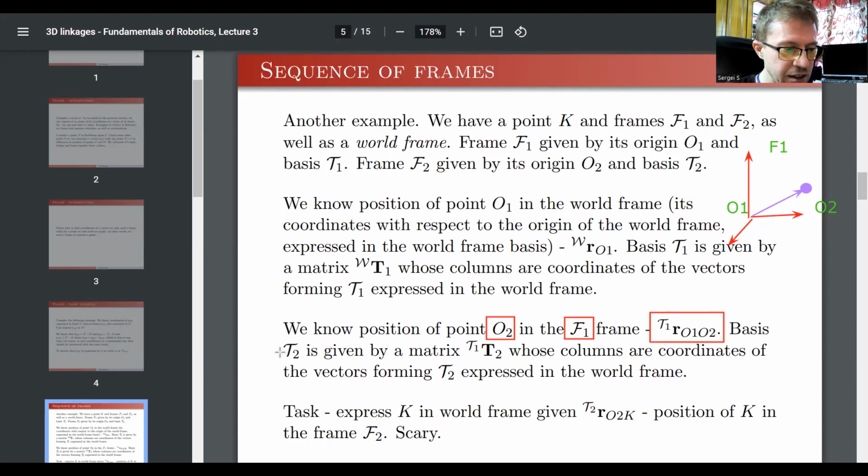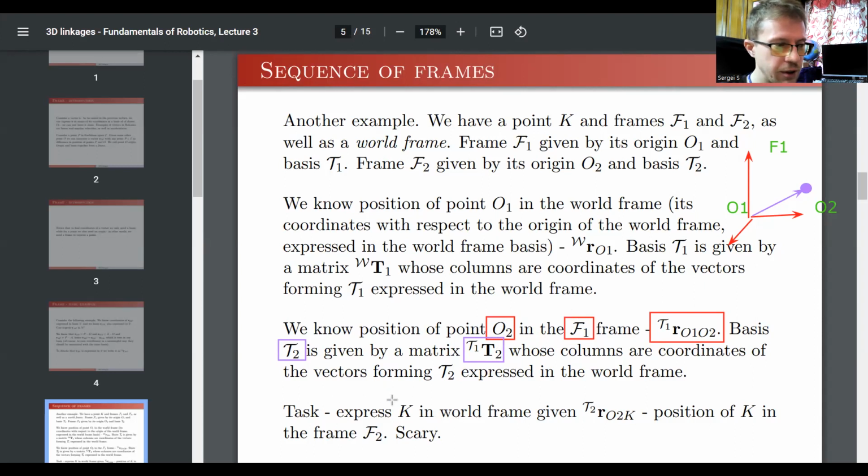Now, the basis T2 is given by matrix T2, whose columns are expressed themselves in terms of T1. Okay, so we know this with this matrix, but the columns themselves are coordinates in T1. So again, it is a relative orientation. It is a relative orientation of how the second frame T2 is oriented with respect to the first frame. Okay.